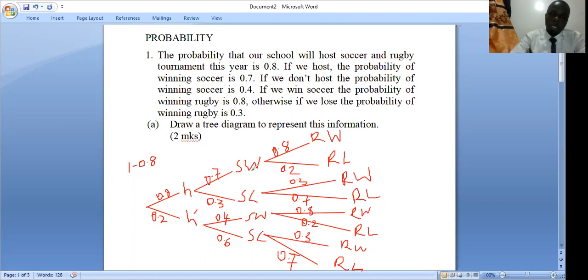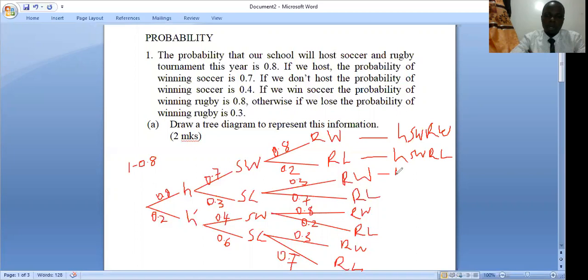In this case, we host, we win soccer, we win rugby. That is there. It is host, we win soccer, winning soccer, and at the same time winning rugby. That is how we get that probability. Then in this case we host, we lose soccer. We host, we win soccer, win, but we lose rugby.